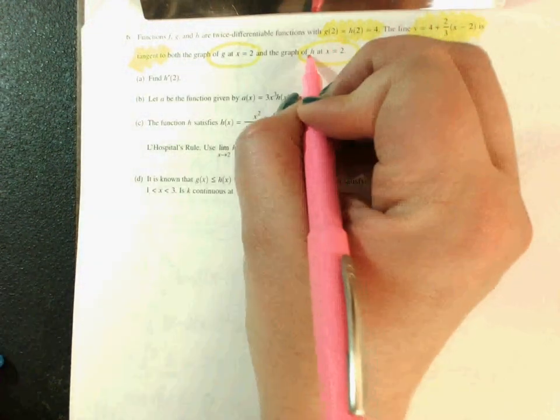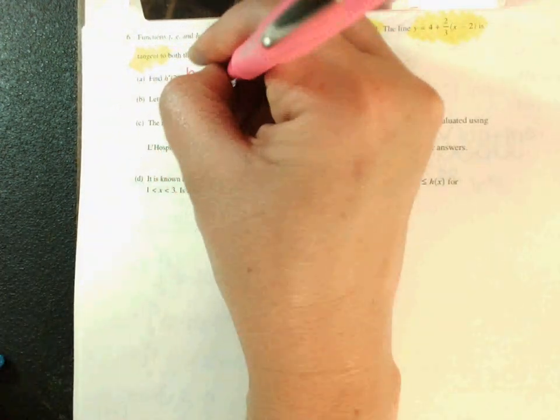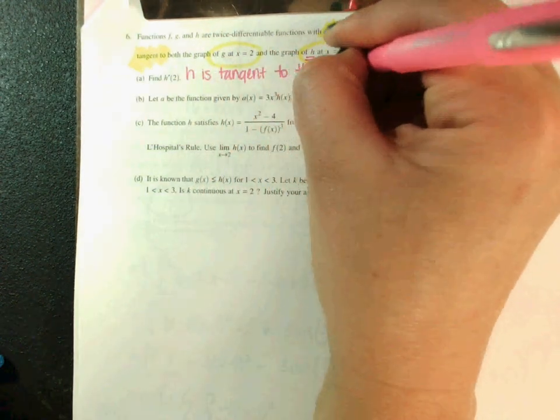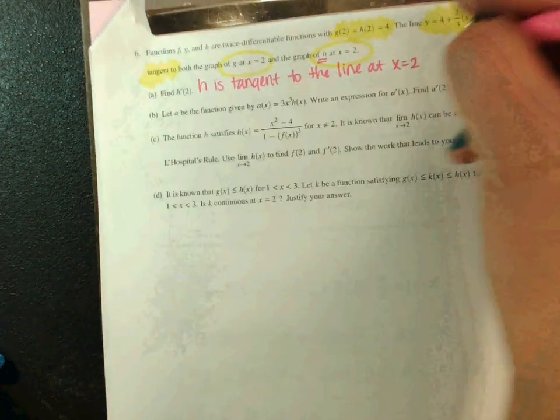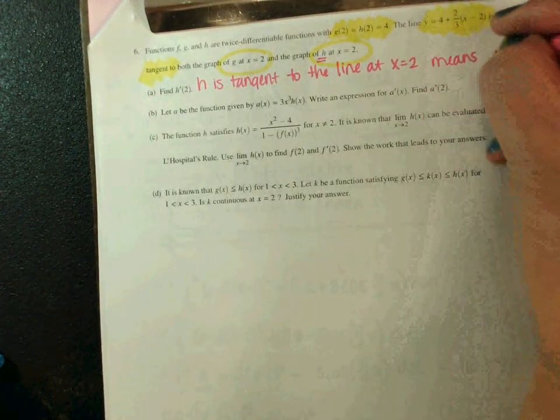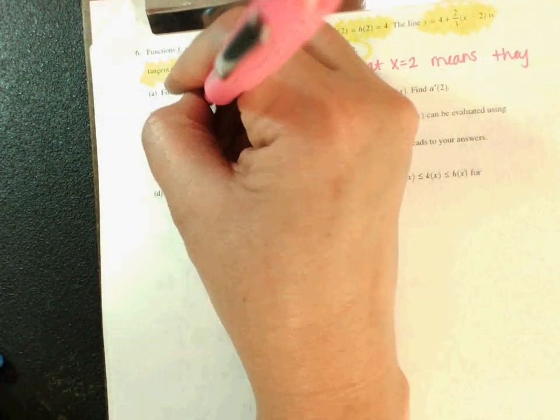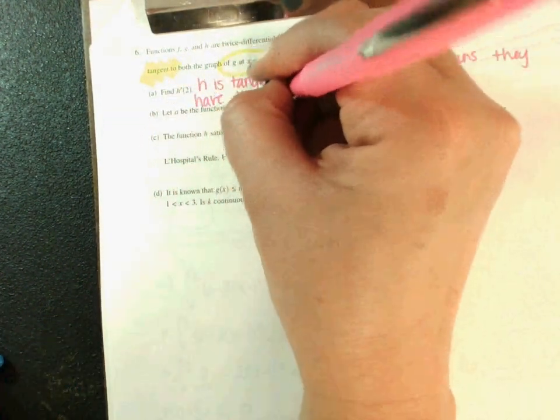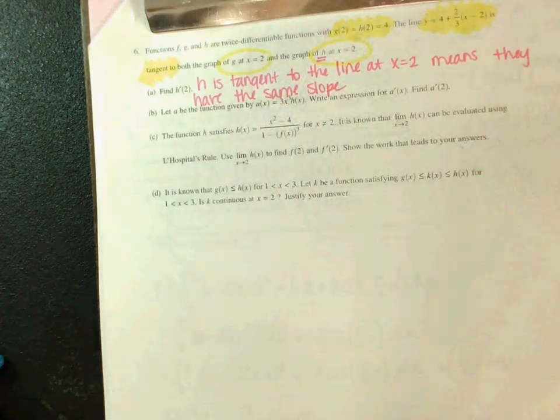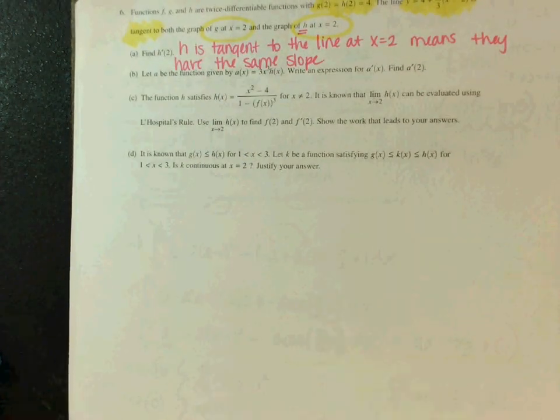Okay, part A says find h prime of 2. Well, I want you to think about that. If my line is tangent to the graph of h, what that means is h is tangent to the line at x equals 2, which means they have the same slope, right? And if they have the same slope, then that means that they have the same derivative. Now, I don't have an equation for h, but I do have an equation for my tangent line.